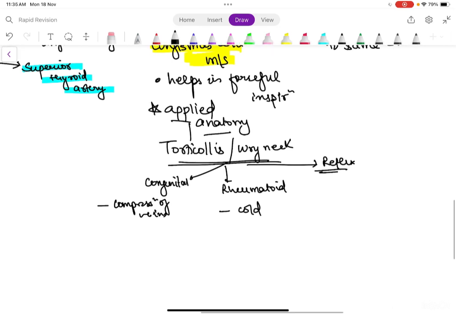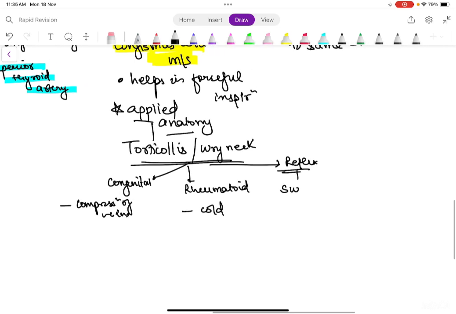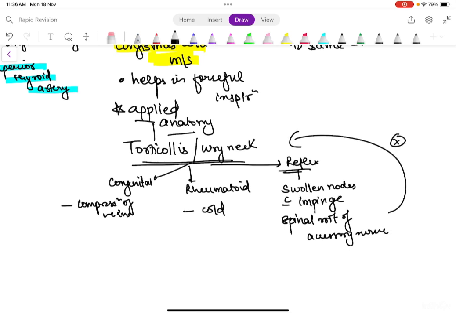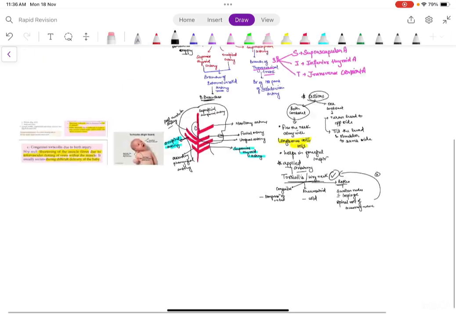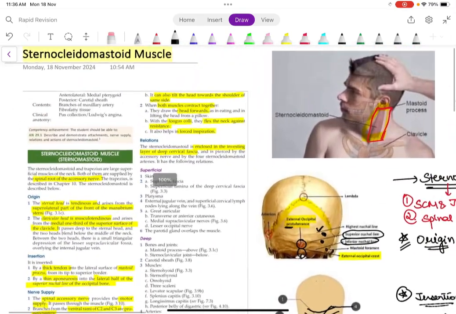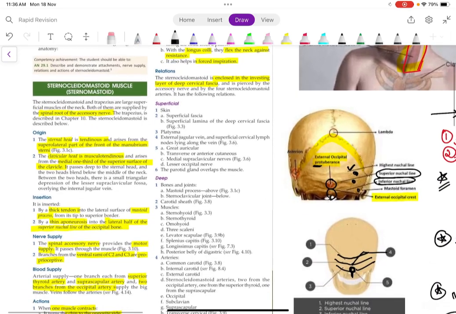Then there is reflex torticollis. In reflex what happens is there are swollen nodes which impinge the spinal root of accessory nerve, so they bar the function, so leads to torticollis. All right, now let's just go through it through the book.